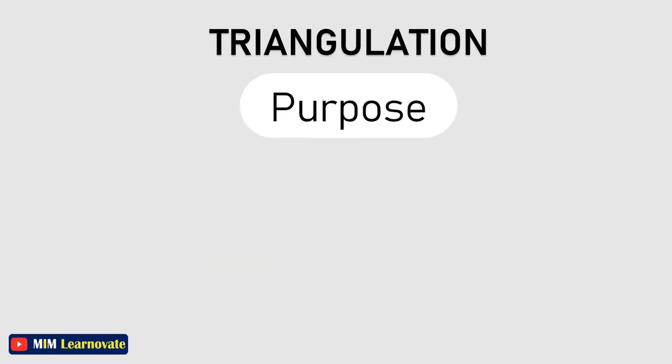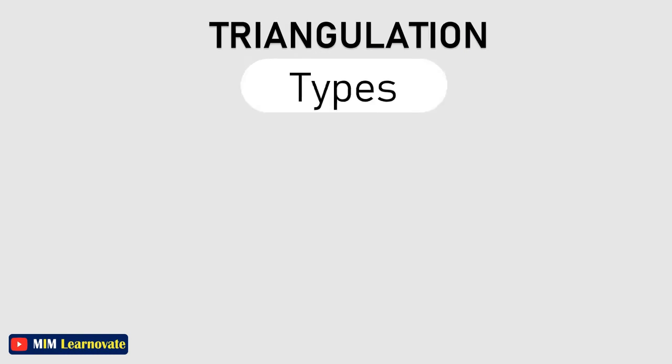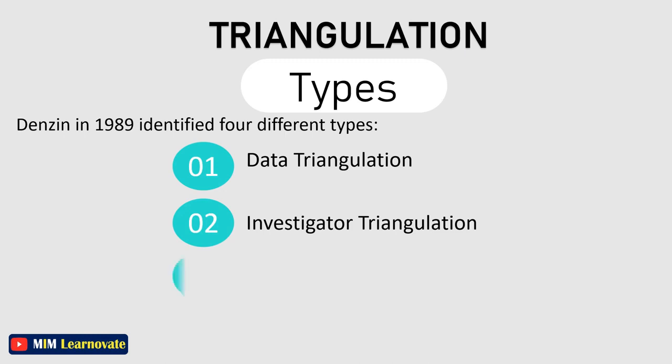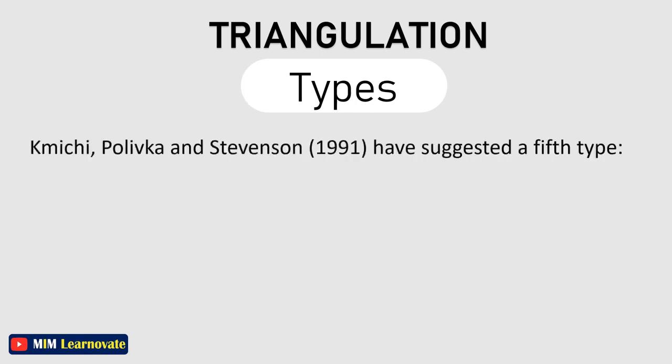Purpose. The main purpose of triangulation in research was to increase the credibility and validity of the results. Types. Denzin in 1989 identified four different types: data triangulation, investigator triangulation, theoretical triangulation, and methodological triangulation. Kimchi, Polivka, and Stevenson, 1991, have suggested a fifth type, that is multiple triangulation.